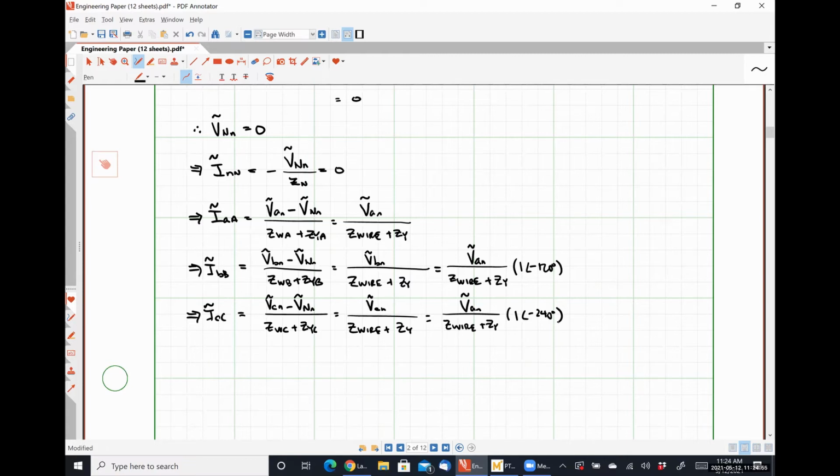Okay, so for a balanced system, we have observed that because our source voltages are 120 degrees out of phase, and all of our impedances are perfectly matched, our line currents have the exact same magnitude, and they are also 120 degrees out of phase with each other, okay?